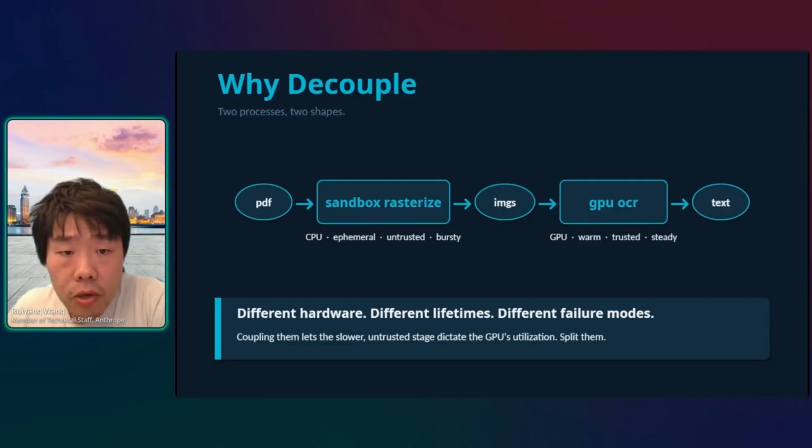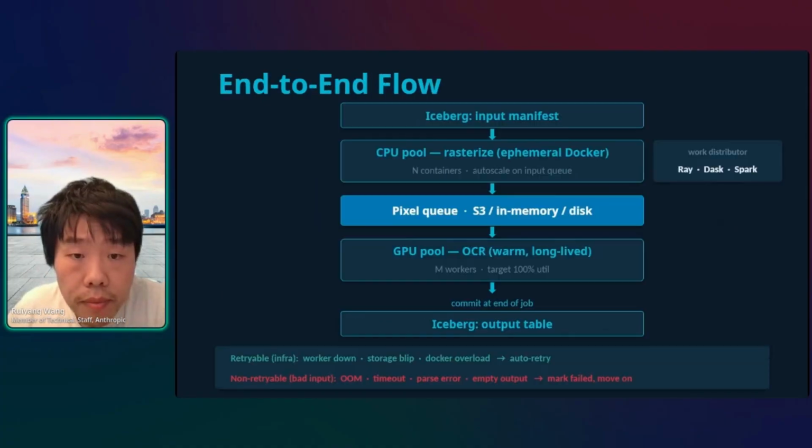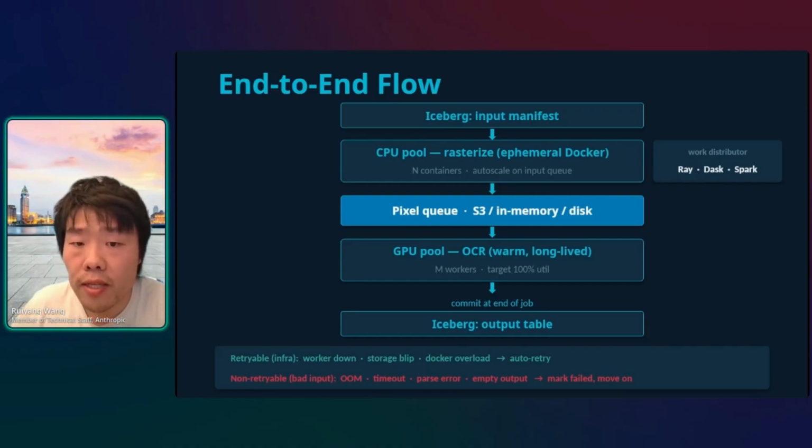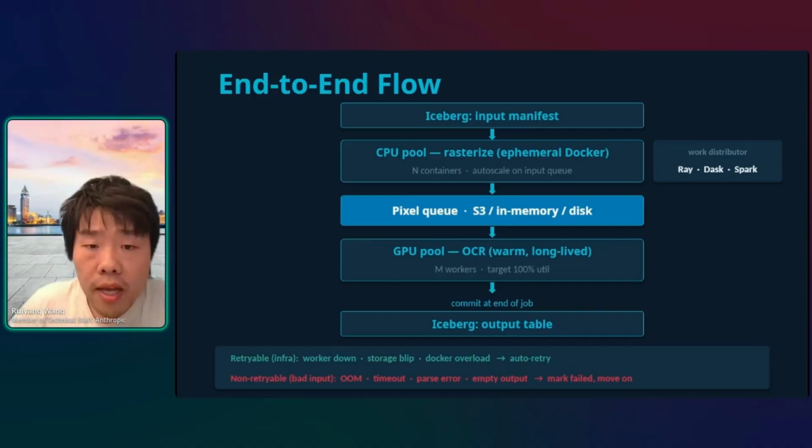And so, next slide. Yeah, so the end-to-end workflow is like this. You have a CPU pool that is doing the Docker container and the rasterizing. And you have a GPU pool, which has a bunch of models. Those models can take the images and get the text. And you can use your typical work distributor. You can use Ray, Dask, or Spark to orchestrate them. And then you have an M and N problem: how many CPUs do you need per GPU? You need to tweak your numbers. And after everything is done, you commit.